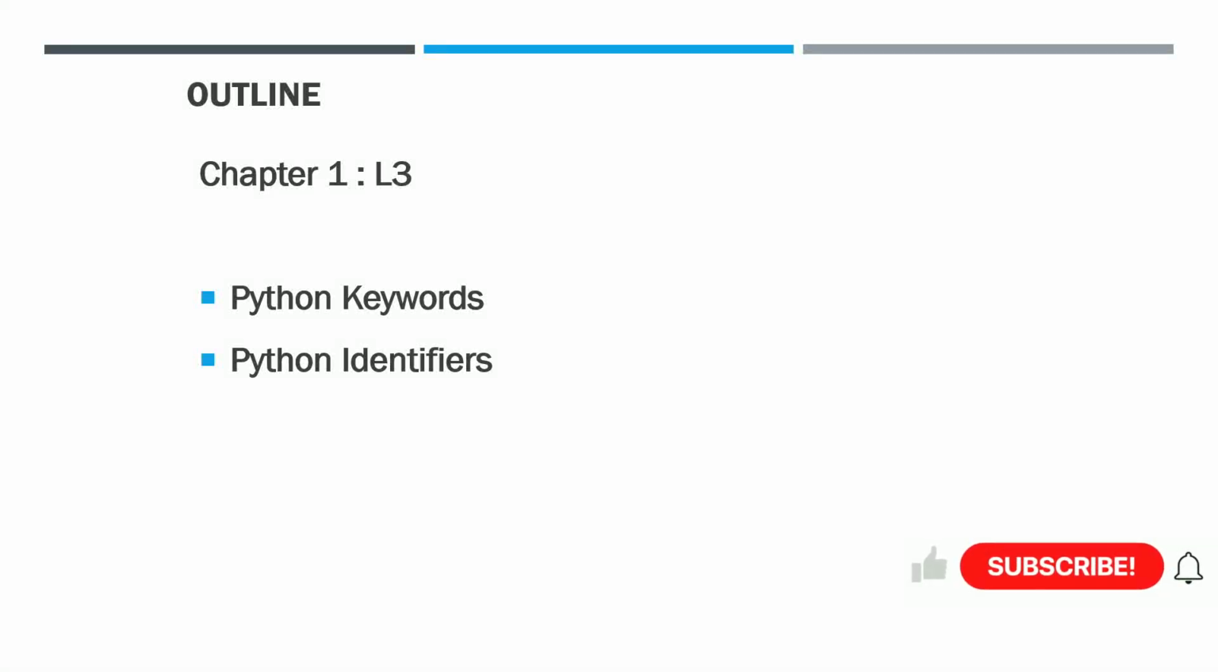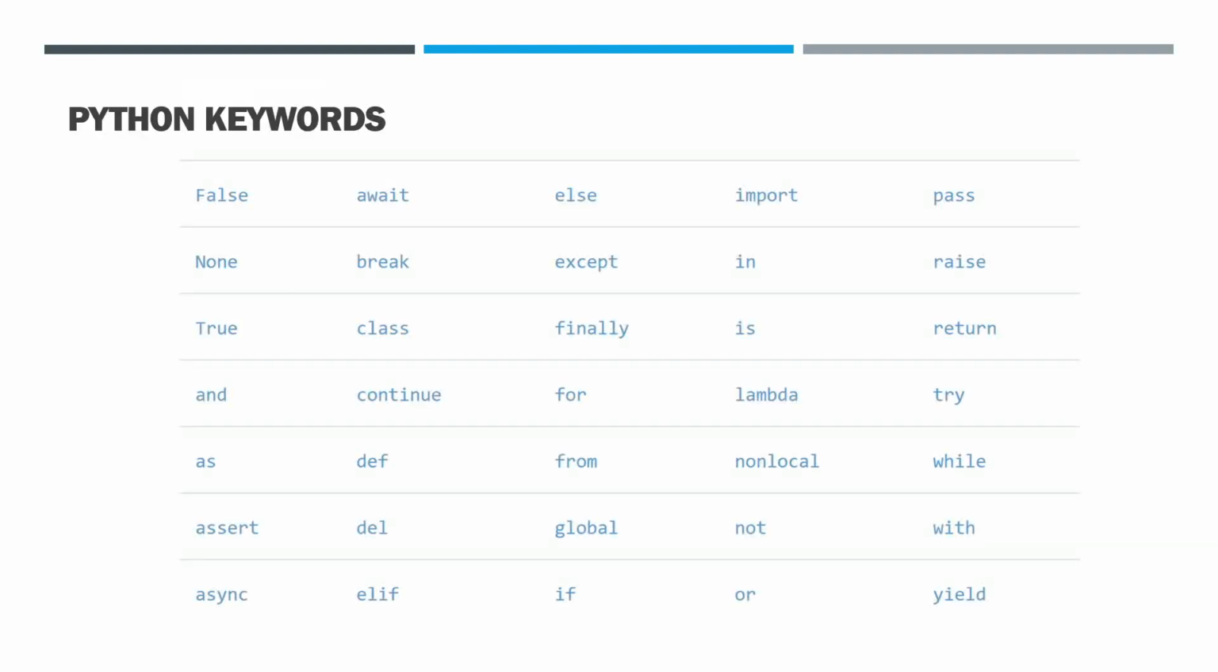Hello everyone. In this lecture, we are going to learn about Python keywords and Python identifiers. Let us first look into Python keywords. Python keywords are nothing but the reserved words in Python. These are the Python keywords.